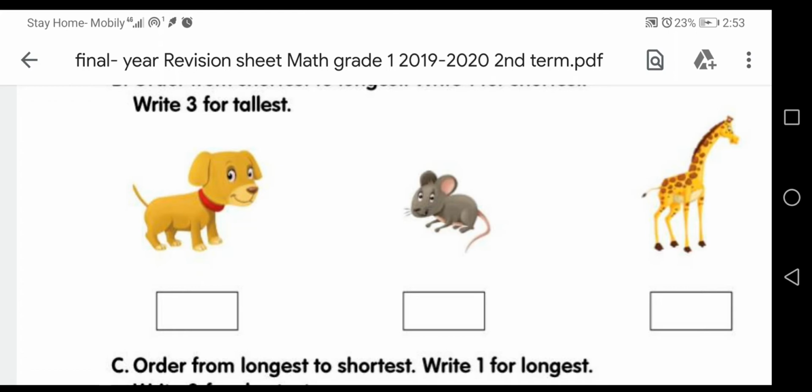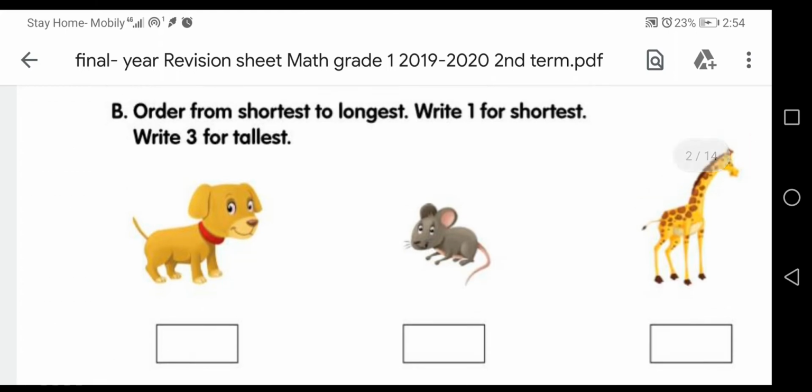Now I have a dog, a mouse, and a giraffe. Now, what do you think? Where is the shortest animal? Which one is the shortest out of these three? The dog, the mouse, or the giraffe? Excellent. The mouse is the shortest. So I will write number 1.